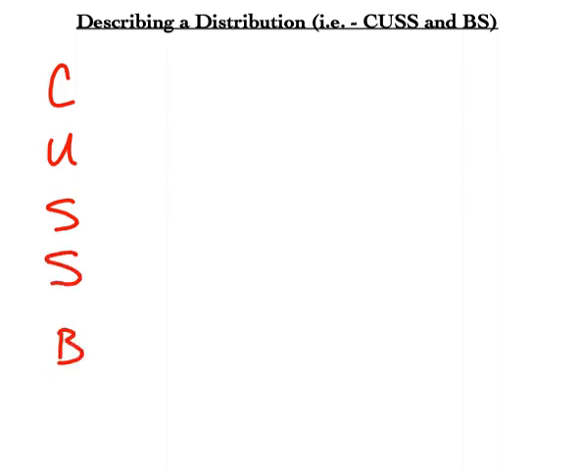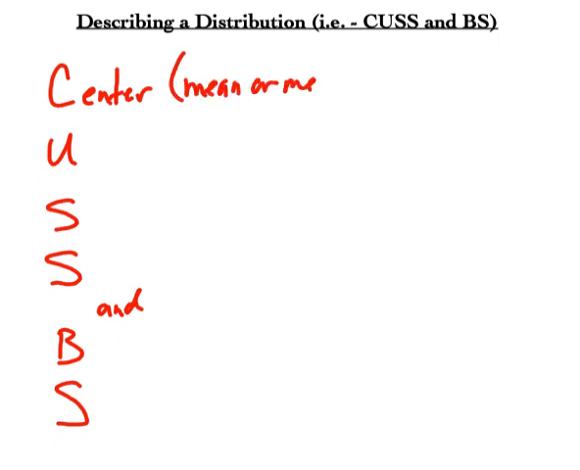CUS and BS. Okay, so the main features that we always want to describe or talk about when we're looking at distributions of data, first of all, would be the center of the distribution. And generally for that, we would use a mean or a median. We'll talk about how to find those, and obviously things you've done before in previous classes, but we'll talk about that more tomorrow with the packet you're going to be working on. We want to talk about any unusual features.